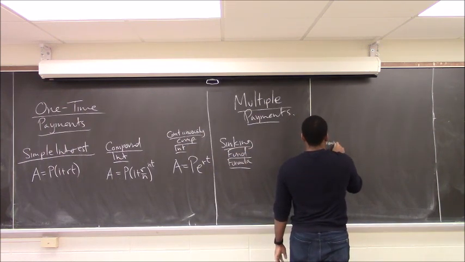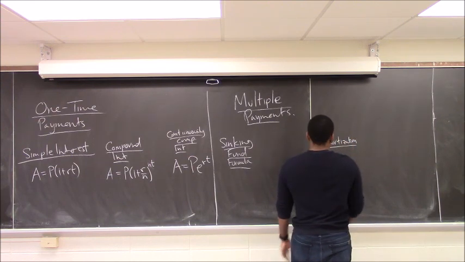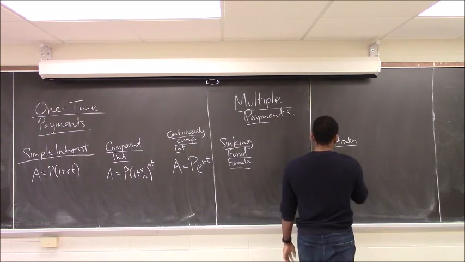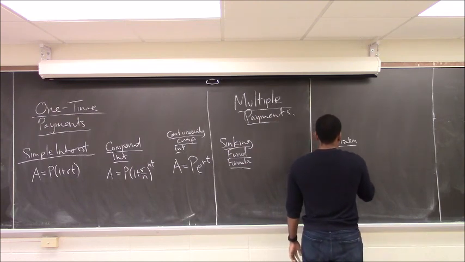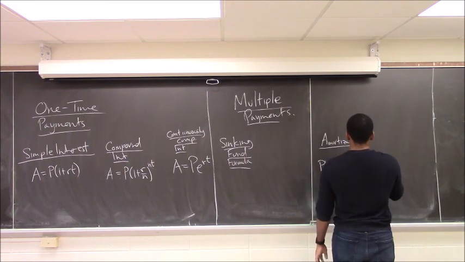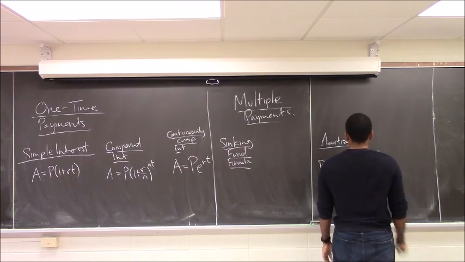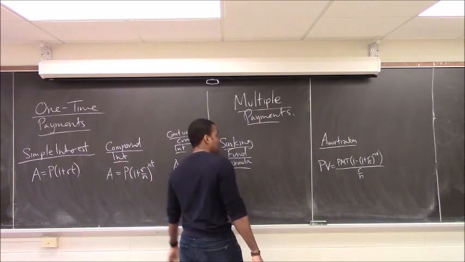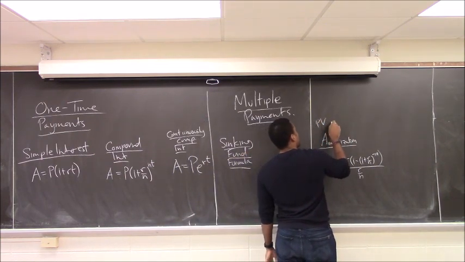Look at this. So the amortization is the one we just did. That's when the present value is equal to payments times 1 minus 1 plus r over n to the minus nt, over r over n. So that gave us basically the present value of annuities.